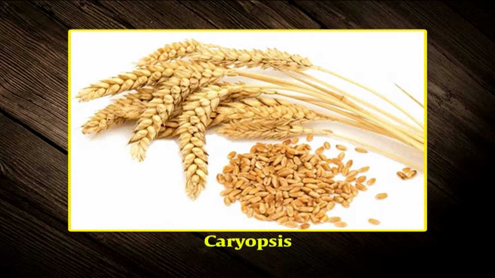The common feature of cereals is the seed or grain, botanically known as caryopsis, in which the seed coat is fused with the ovary wall.